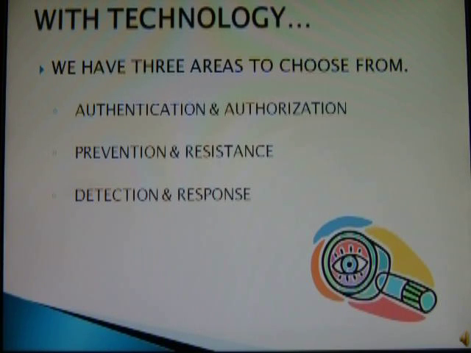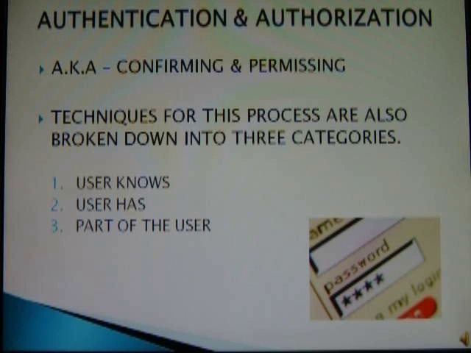Technology forms 3 areas of defense mechanisms. 1, authentication and authorization. 2, prevention and resistance. And 3, detection and response. The first area, authentication and authorization, are basically the confirming of the user and allowance of him or her access.